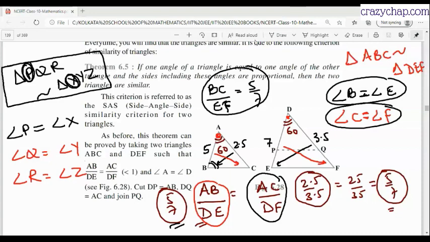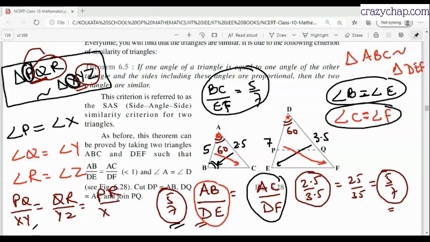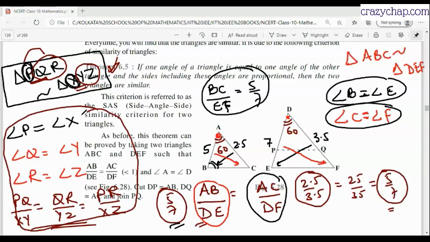And also, the side PQ ratio with XY, and QR with YZ, and PR with XZ. Can you see the pattern? These ratios will be equal. Without looking at the figure, just based on this information, we can say all this about the two triangles. Make sense?